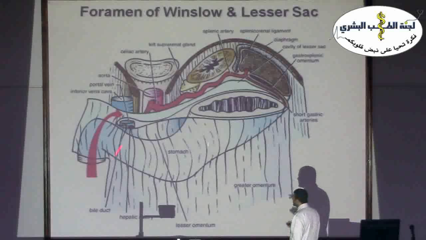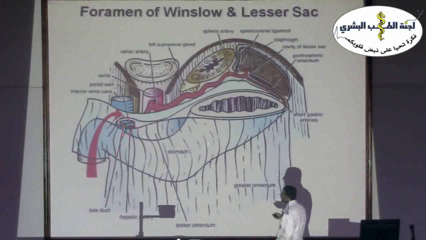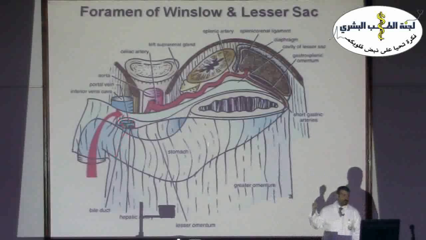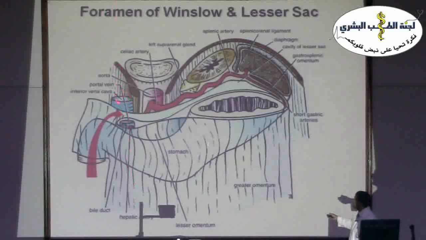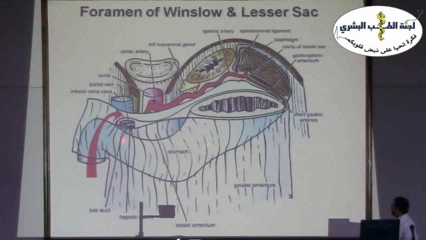So if you want to expand the foramen of Winslow, you cannot go and cut anteriorly because you will injure these structures. Posterior to the foramen of Winslow, there is another large vein going all the way up into the heart, the inferior vena cava, the IVC. So the posterior border is the IVC. The inferior border of the foramen of Winslow is this structure.